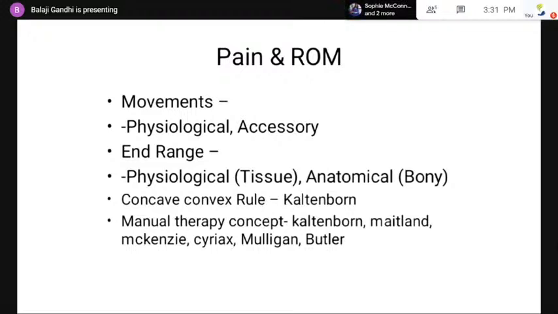Hope it has been audible to everyone. Yes. Now we'll start the Maitland concept.